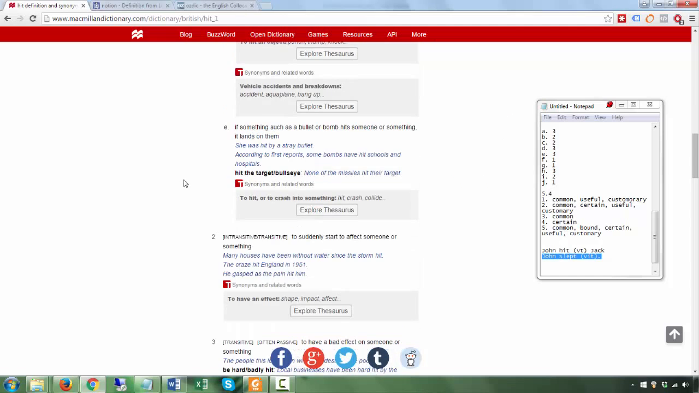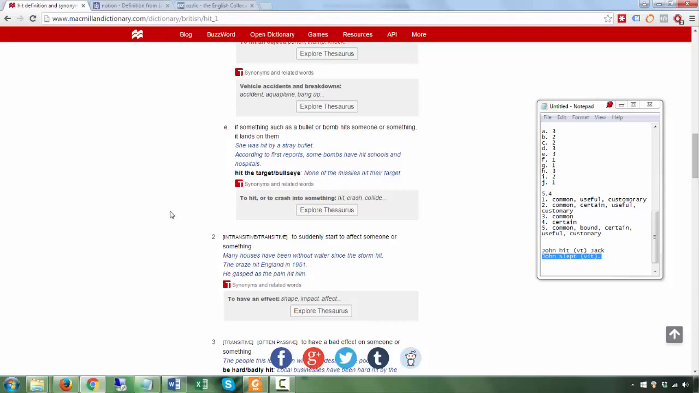But anyway, there are verbs like this. Again, I'm not sure: to suddenly start to affect. Okay, since the storm hit. Here, you see this is used in an intransitive way. There's no object after that. But here, there is an object. England is the object. Okay?